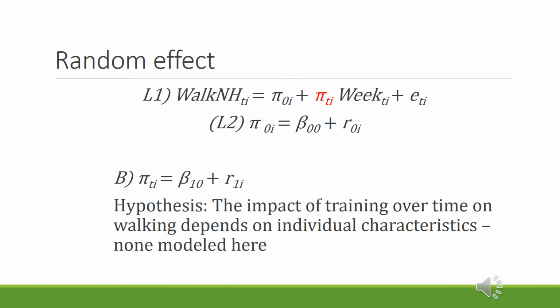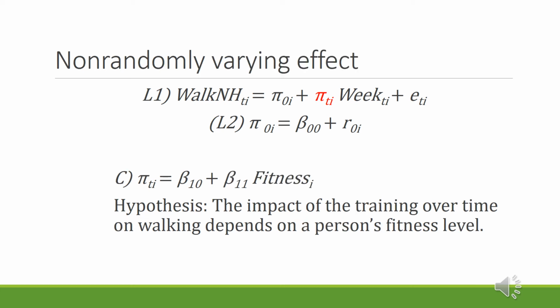So this is the unconditional growth model, and this is the standard model that builds on the hypothesis, or is built to test the hypothesis that the impact of training over time on walking depends on individual characteristics. And what it pretty much allows is for different slopes for each person, and this is what Singer and Willett model, and what we've done in class every time we've looked at change over time. So this is a traditional unconditional growth model, which is the random effects model for a change over time situation.